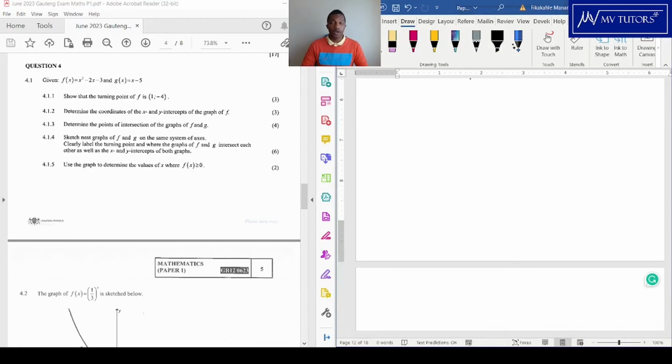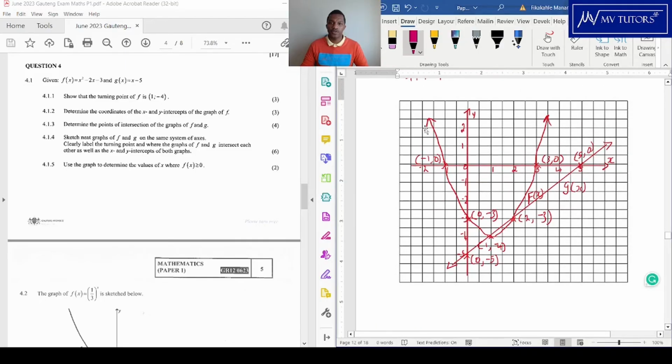Well, that's it. Okay, let's do question 4.1.5. It says use the graph to determine the values of x where f of x is greater than 0. Well, I like to say f of x is equal to y, so I'm looking for where y is greater than 0. That means the values of y are positive for this particular graph. So I come to this one, that's f of x.